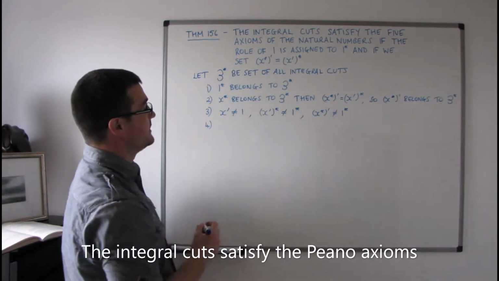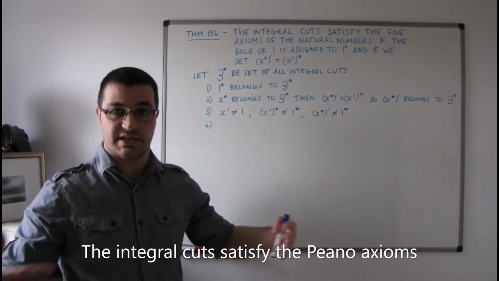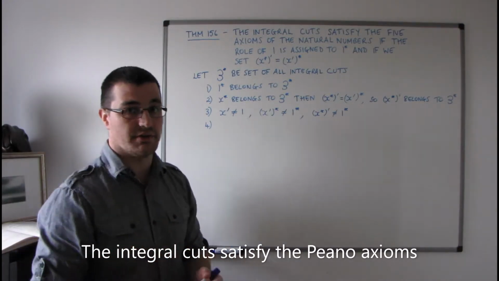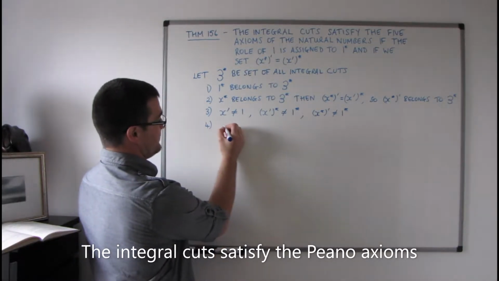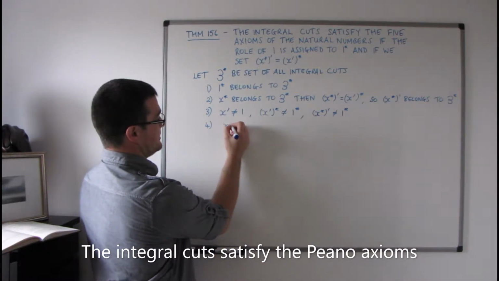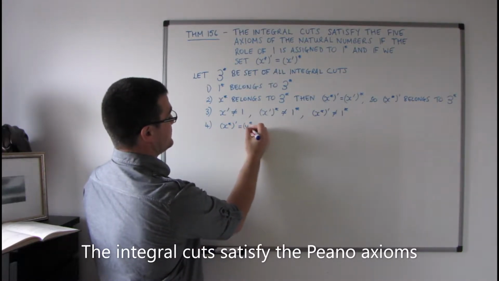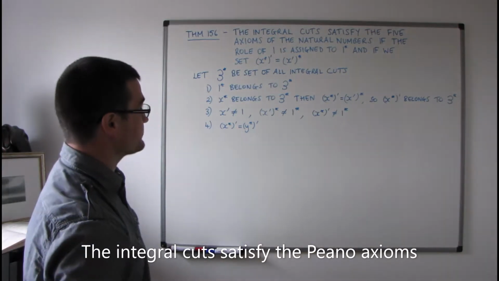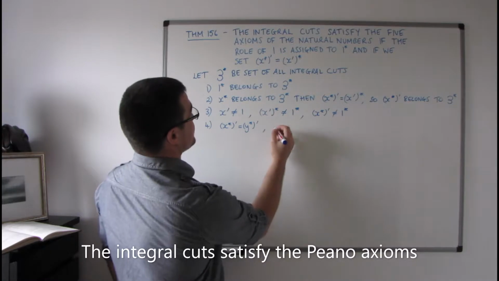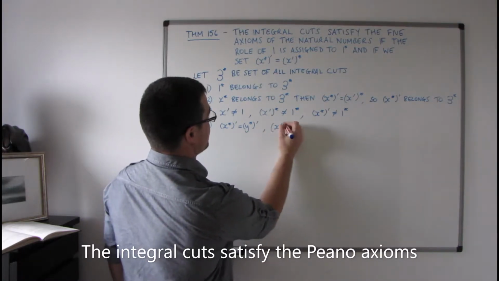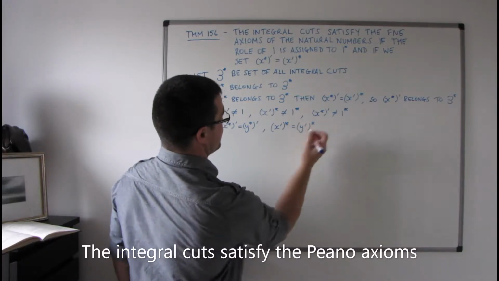Part 4. So we need to show that if two successors are equal to one another, then they must have come from equal numbers, or equal cuts in this case. So if we've got that x star primed is equal to y star primed, then we can use this definition here to say that x primed star must be equal to y primed star.